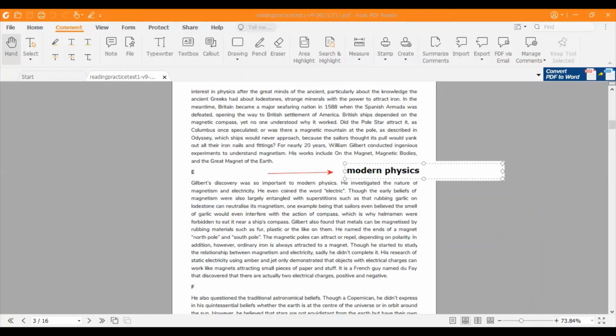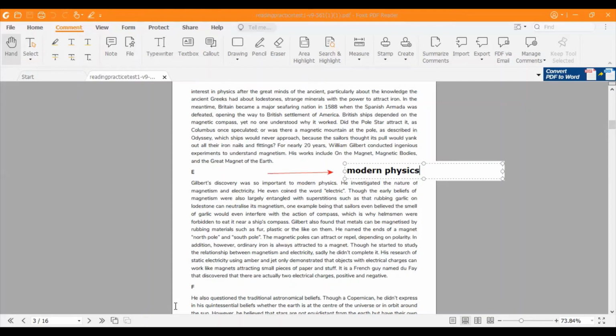This is actually called the short notes approach. Short notes approach. Okay, so the previous paragraph is mainly talking about chemistry. Actually, this paragraph is going to talk about modern physics, and that's it. Let's move here. He also questioned the traditional astronomical beliefs. So the second sentence is going to be a support sentence.